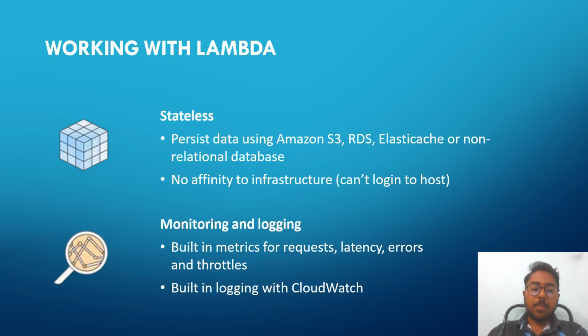Working with Lambda: stateless, persist data using Amazon S3, RDS, ElastiCache, or a non-relational database. No affinity to infrastructure, can't log into the host. Non-relational database means Amazon DynamoDB. It will be available in the private subnet in VPC, virtual private cloud architecture, where it adds more security, and it will prevent internet traffic.